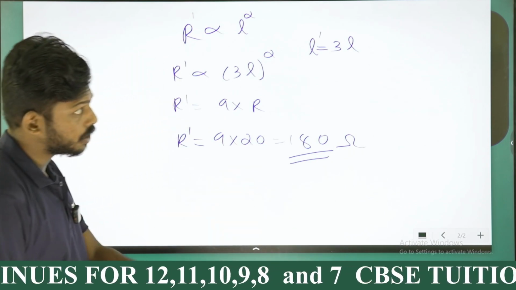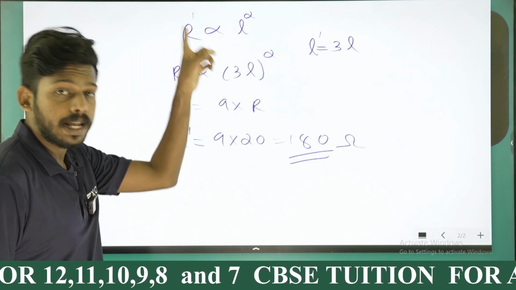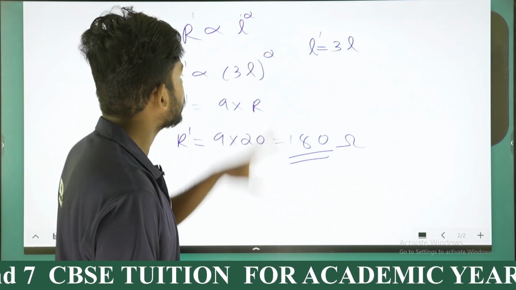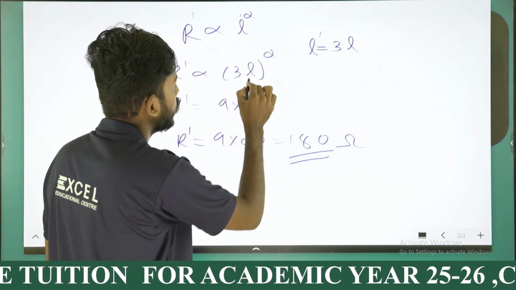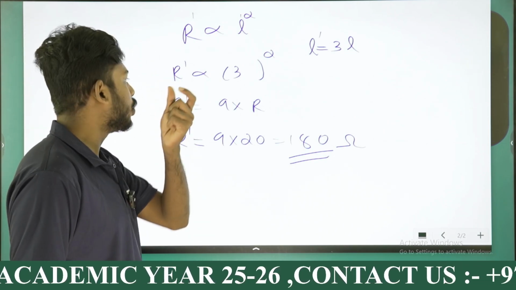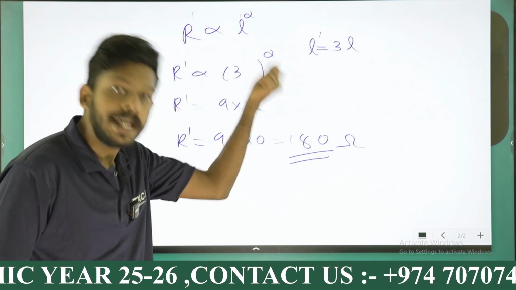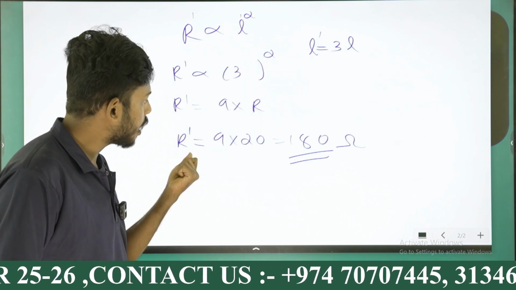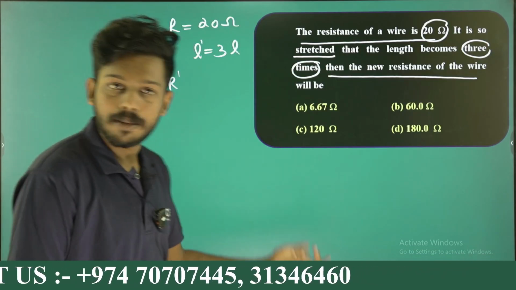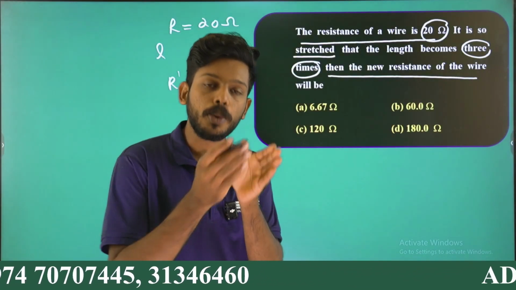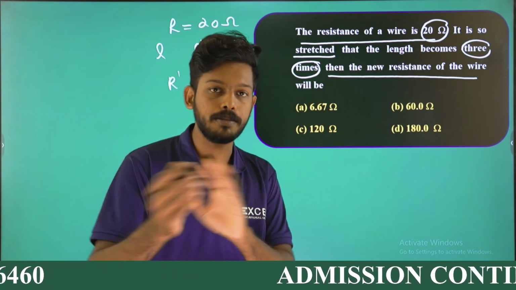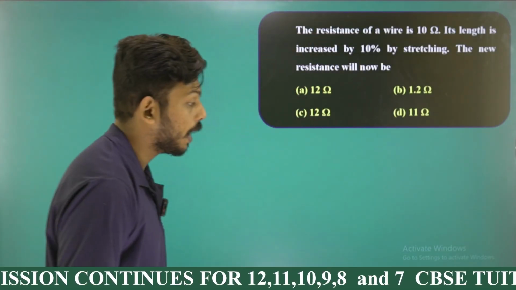It's a very simple equation which says the new resistance is directly proportional to the amount it is stretched, here 3 times. So we place the value 3, which implies the new resistance will be 9 times the original resistance. R dash is equal to 9 into 20, so the new value will be 180 ohm. The new resistance will be the square of how many times it is stretched. We can go to the next question.